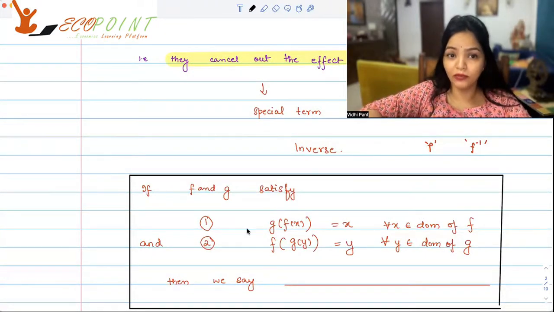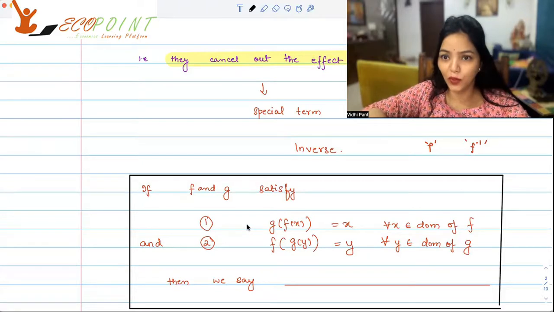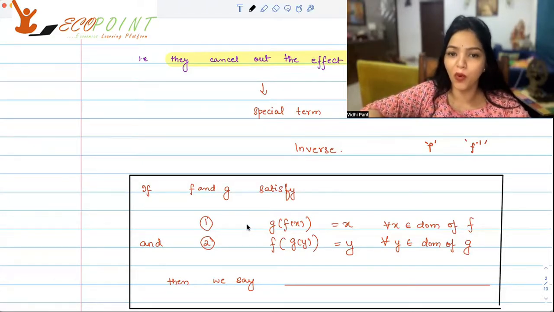Please note down, this essentially means what all that we analyzed right now. If f and g satisfy, number 1, g of f(x) equals x for all x belonging to the domain of f, and number 2, f of g(y) is equal to y for all y belonging to the domain of g. So what's happening? g is cancelling the effect of f, and f is cancelling the effect of g. That means that f and g are inverse of each other.